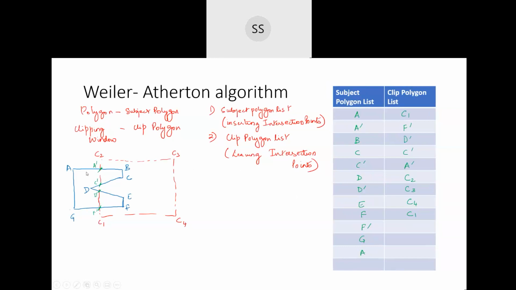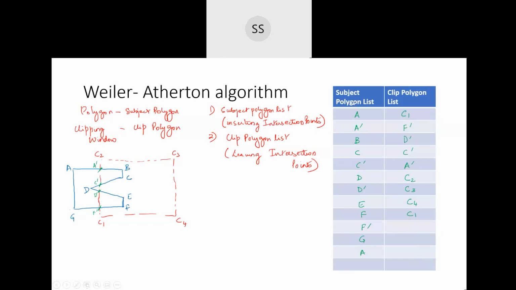First of all, I had my subject polygon, I had my clip polygon. I found the intersection points of my subject polygon with respect to my clip polygon. Once I have done that, I create two lists. First list is called the subject polygon list, and the second list is called the clip polygon list.